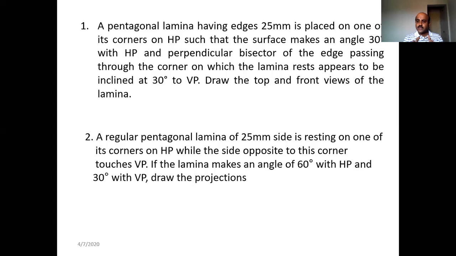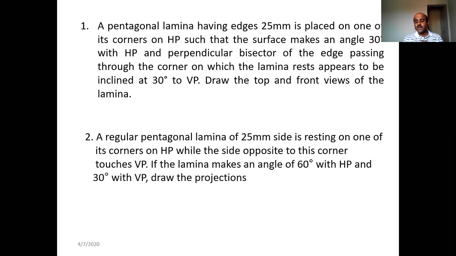See, generally, there are only 3 positions, not 4 positions here: initial position, second position, and final position. That's it. But here, when you look at this, there are plenty of conditions. We have to place the lamina on HP with the corner. The second condition is that the side opposite to this corner should touch VP. The third condition is that the lamina should make an angle of 60 degrees with HP. And the fourth one is 30 degrees with VP. The surface can be shown only with respect to HP and with respect to VP.